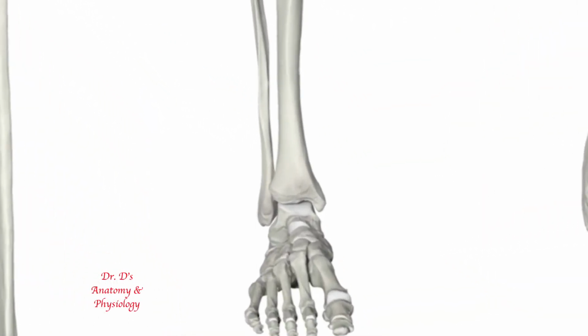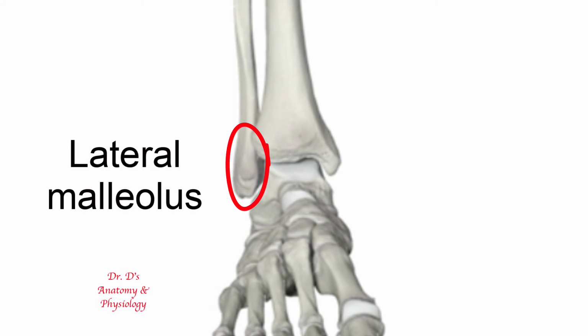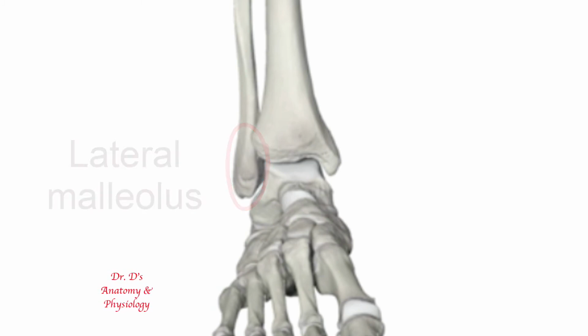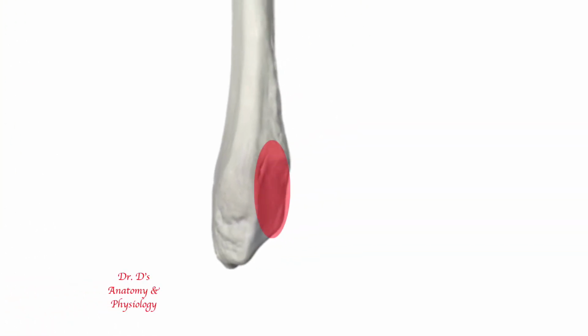The distal end of the fibula forms the lateral malleolus, as we have seen, and the articulation in the fibular notch of the tibia is more vertical or parallel to the length of the fibula.